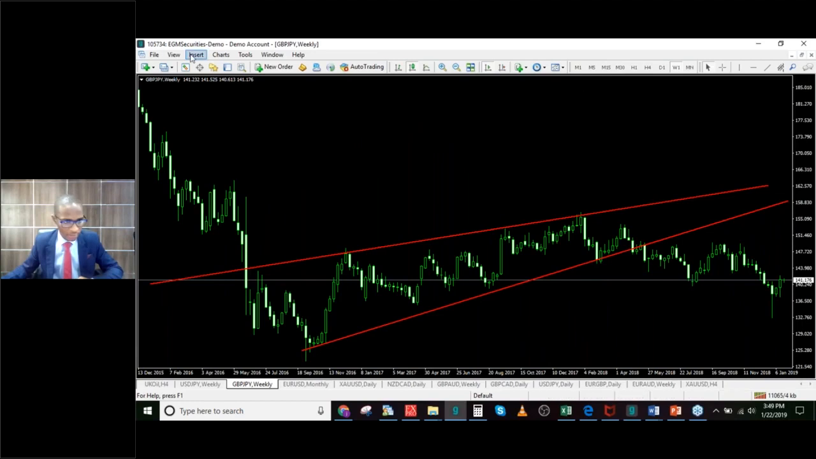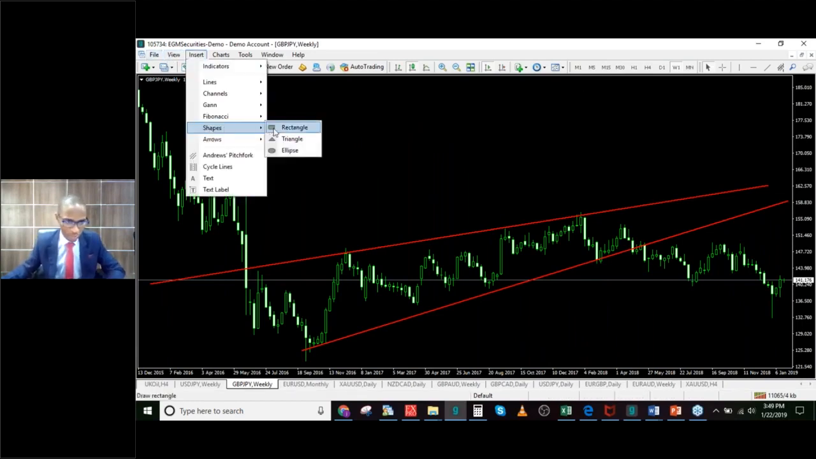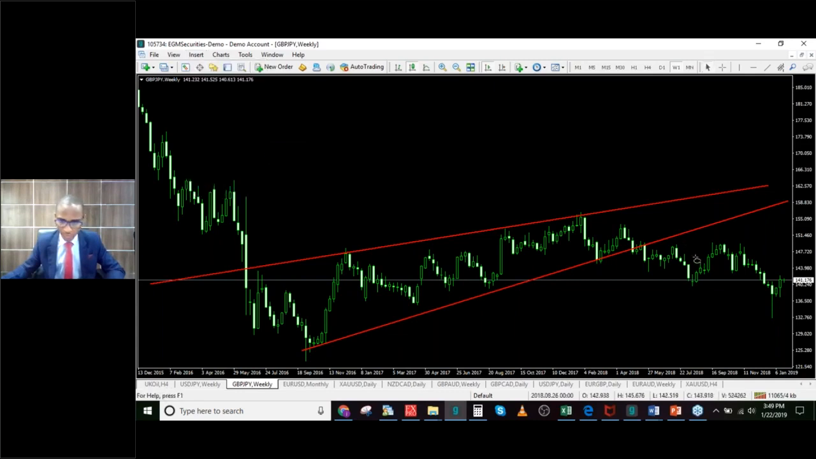So this is where, again, our breakout happened on this pair. I'm just going to insert a simple shape right here. I'm using the tools that are available for us by the EGM Securities platform, which I find quite ideal and adequate for professional traders out there. The navigation and the latency is quite okay. I have used their platform, and I'm comfortable using this platform. So this is where the breakout happened. Let me just draw a line right here.